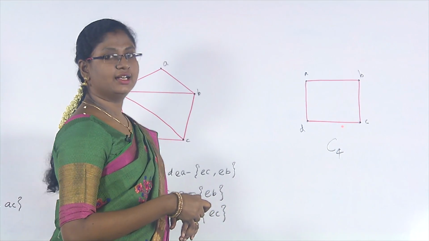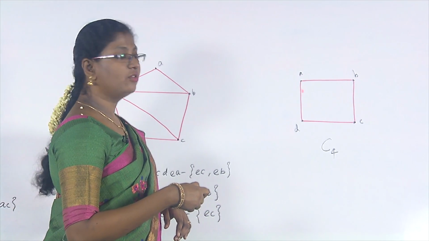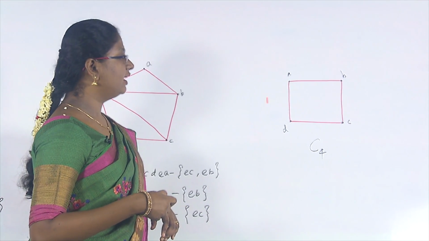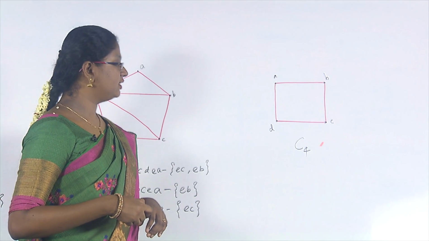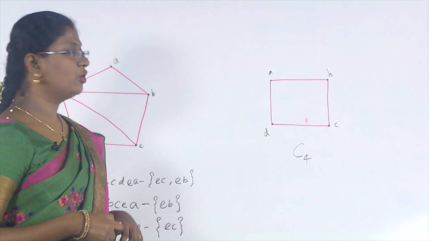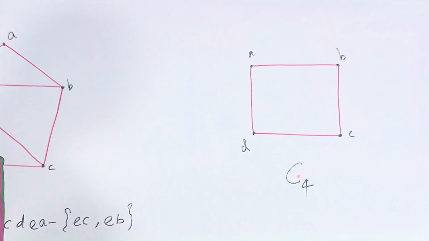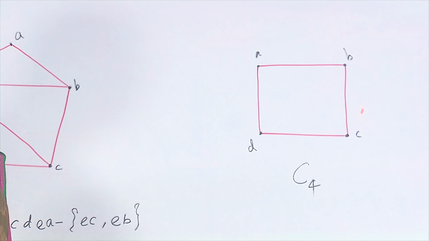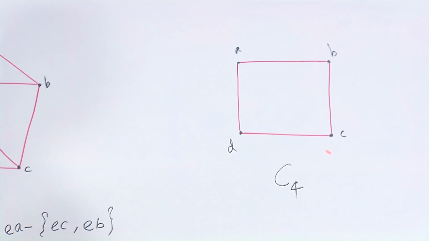So, we are having a cycle of length 4: A, B, C, D, A. But what happens here? We cannot find a chord, which means that we have a cycle of length 4 that does not have a chord. So, this is not a chordal graph. The same holds for all other such cycles also. But C4 is the smallest graph which does not have any chord, which means it is the smallest graph that is not a chordal graph.